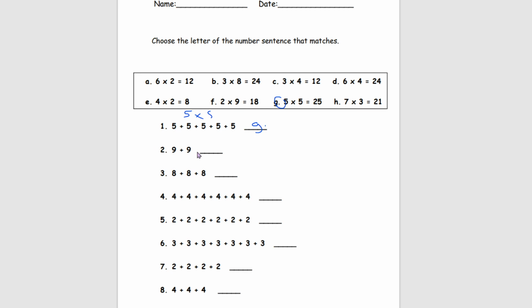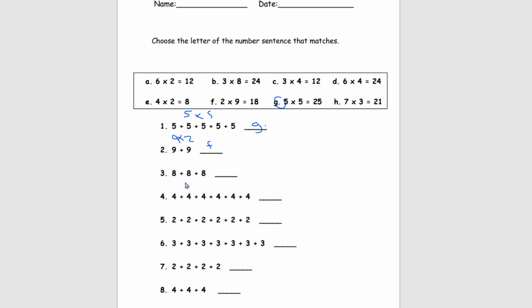Number two, we have 9 plus 9. And since we're adding 9 two times, that means it's basically just saying 9 times 2, because we're just adding it to itself. And we can look for our answer, and we see F. 2 times 9 equals 18. And that stays true for number two. So our answer for number two is also F.